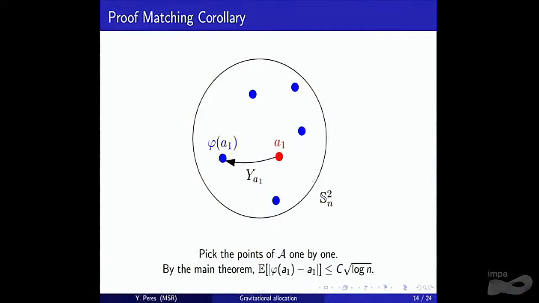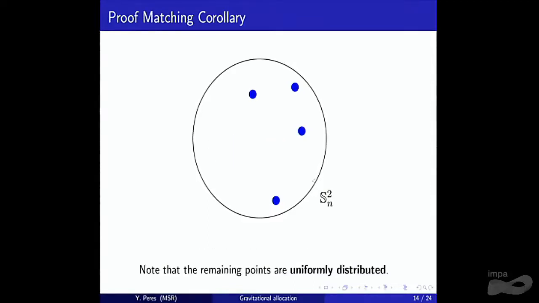And again, the red point gets matched to the blue point. Now, because of the equal area theorem, we know that each blue point has equal chance to be removed in the first round. So we start with n uniform points. We remove one uniformly. Then we have n minus 1 independent uniform points. That's a little easy exercise. So then we can repeat.